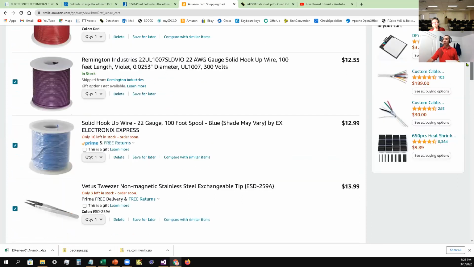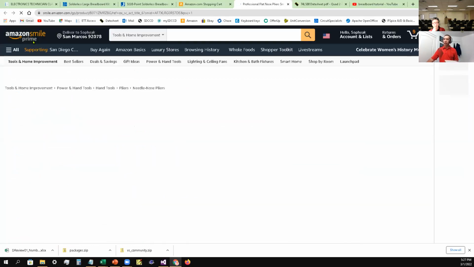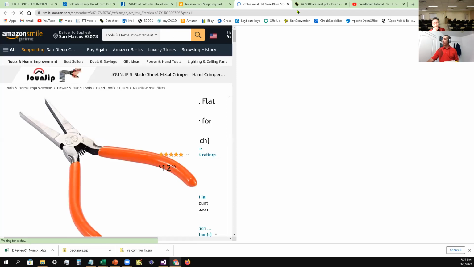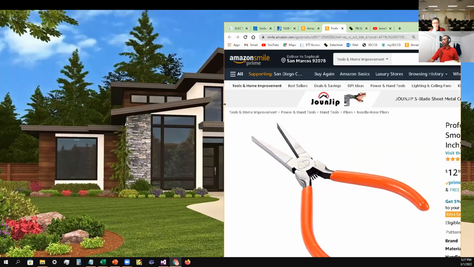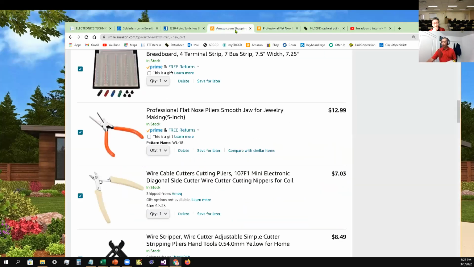Now the other tools, if you can afford to purchase them, one of them is called a flat nose pliers, and you want it to have a smooth jaw. You don't need to buy that. We have it available in class that we can lend out to you. But if you can afford it, go ahead, because you will potentially need it in your career if you want to pursue electronics.